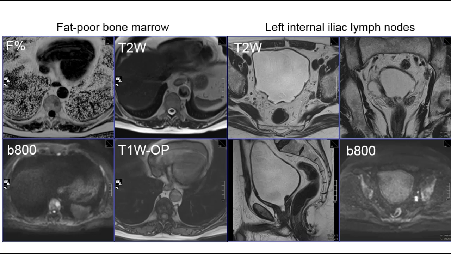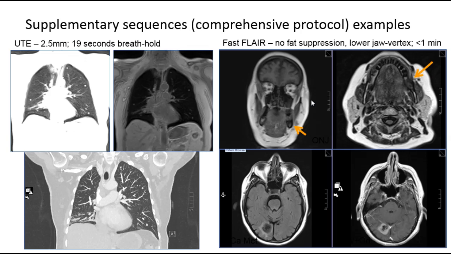So if you look at the first abnormality in the dorsal spine, you can see that this is an area of fat poor bone marrow, but the comprehensive system allows you to do smaller field of view images. So this area of abnormality on the B900, on the B800 image is seen to represent internal iliac lymph nodes in this patient with prostate cancer.